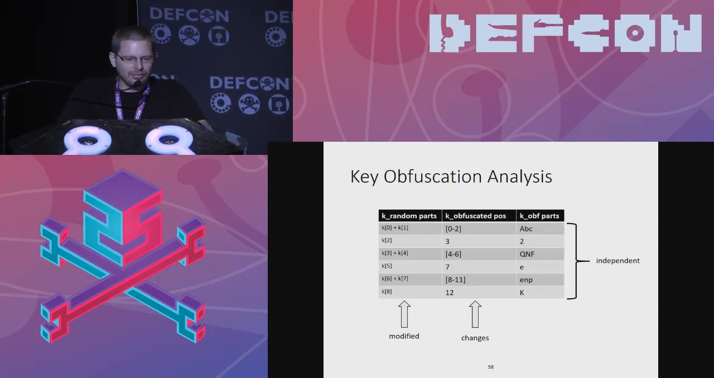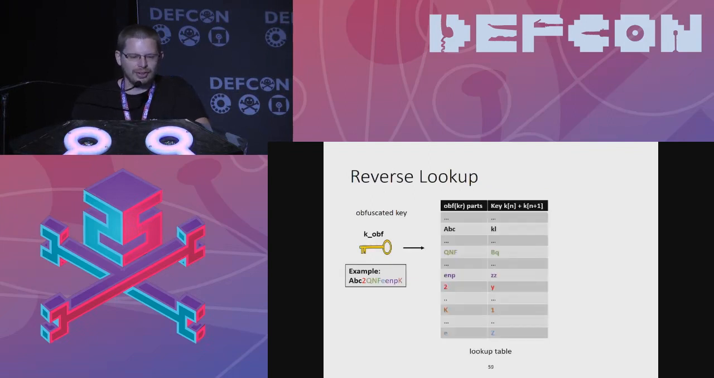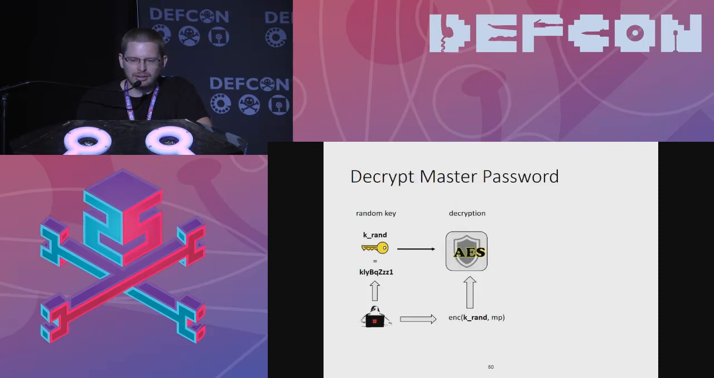This brings us to easy parts, because if we have something of length 3 to break, we can very easily brute force this. So we simply built a reverse lookup table by brute forcing all random part and obfuscated part combinations. With this reverse lookup table, as you can see here, we can simply recalculate the random key. And with this random key, we can again decrypt the master password.